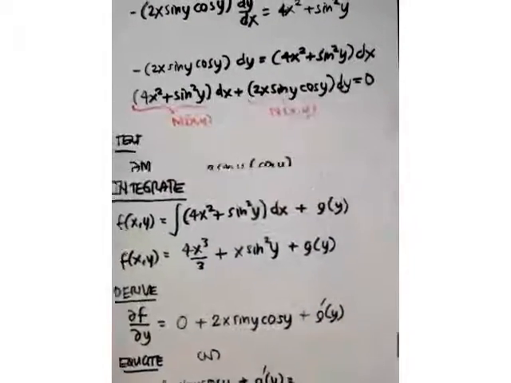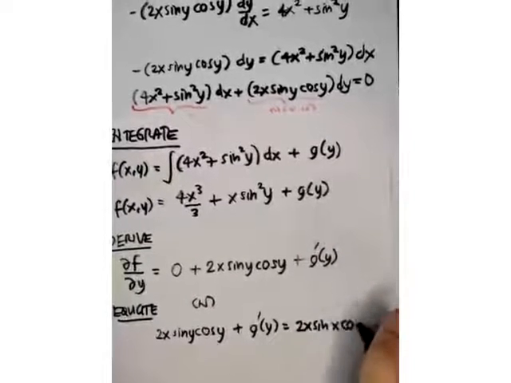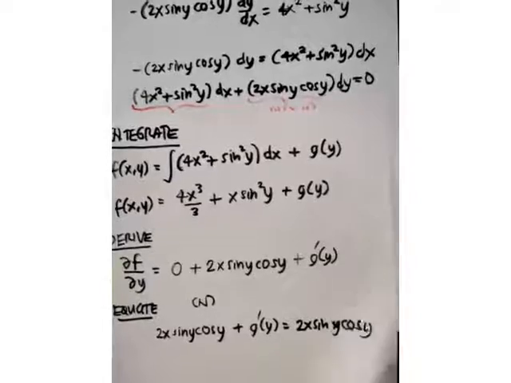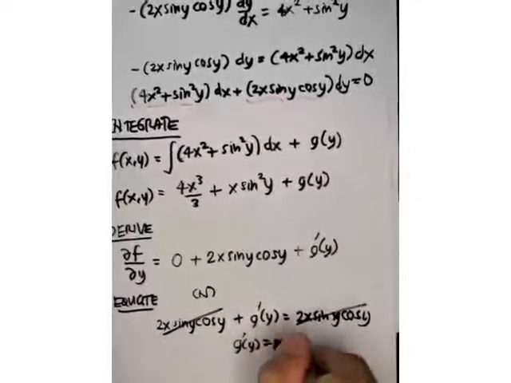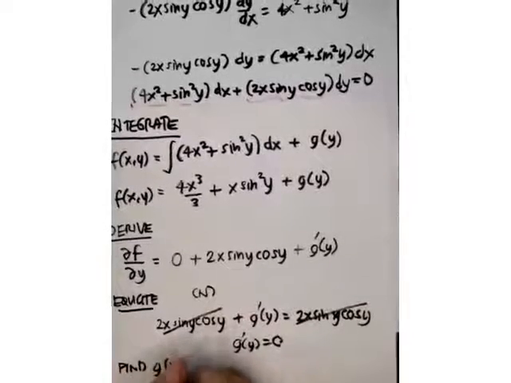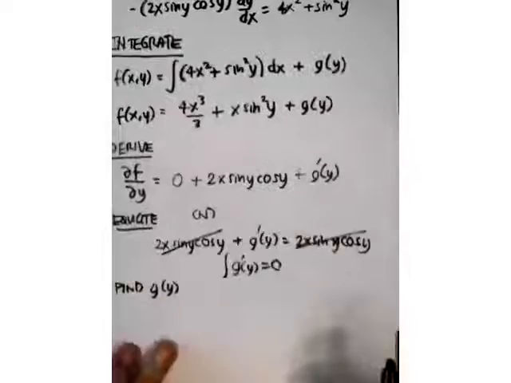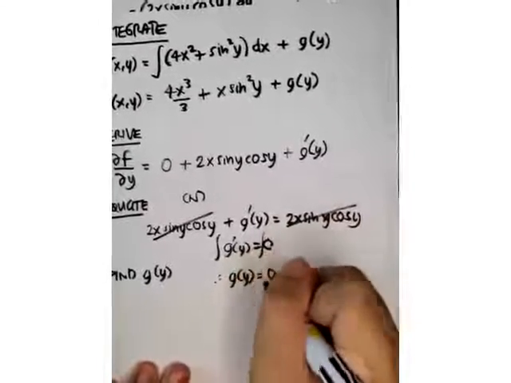equal to 2x sine y cosine y. So cancel. So therefore, g of y prime is 0. So when finding g of y, so integrate natin ito. So therefore, g of y is equal to 0.